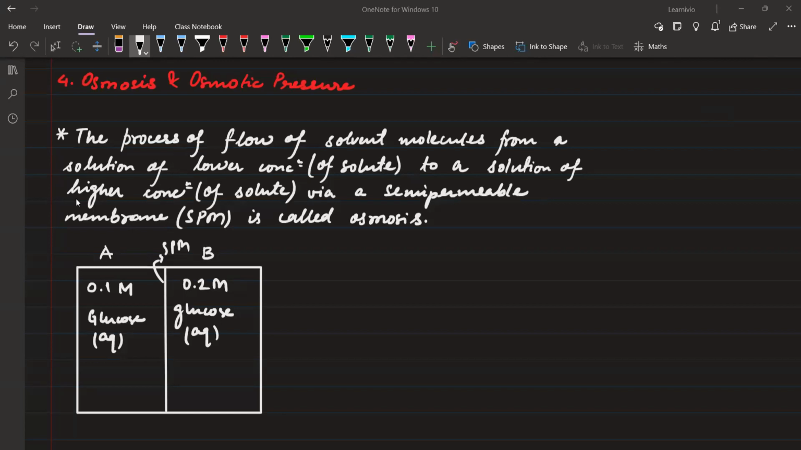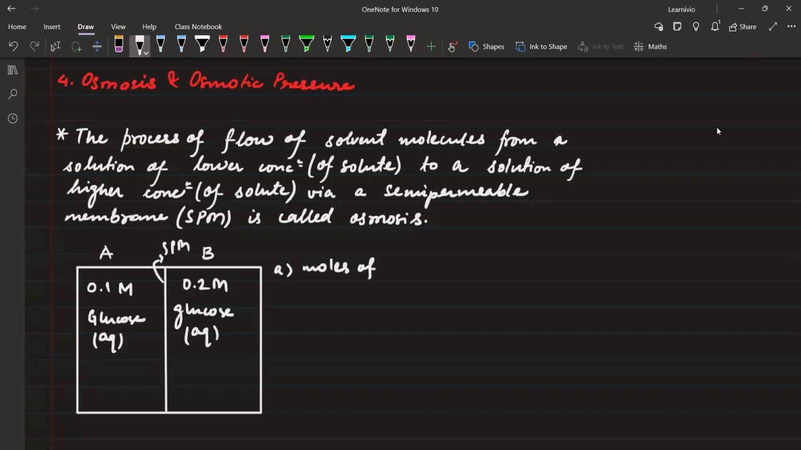Okay. So what happens in osmosis is the solvent molecules move from lower concentration of solute to higher concentration of solute. Okay. So I'm writing a few options. I will tell you whether it is correct or wrong.